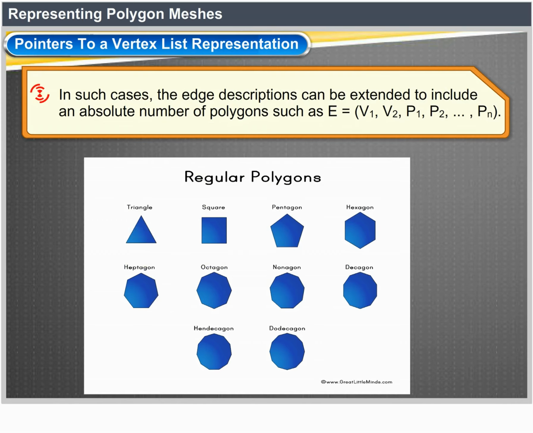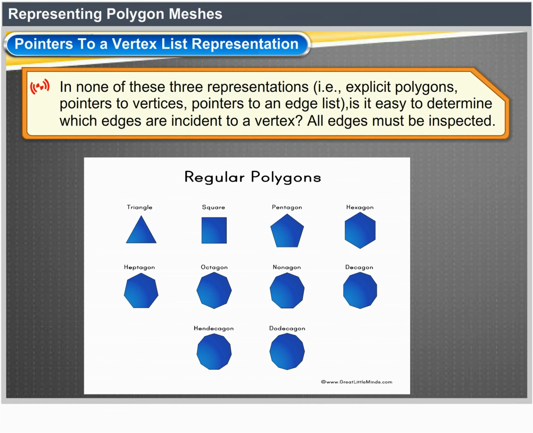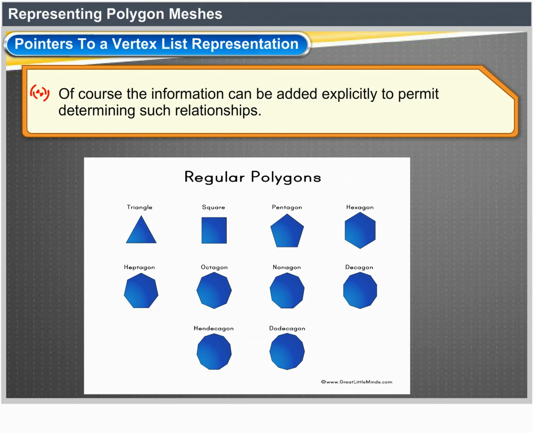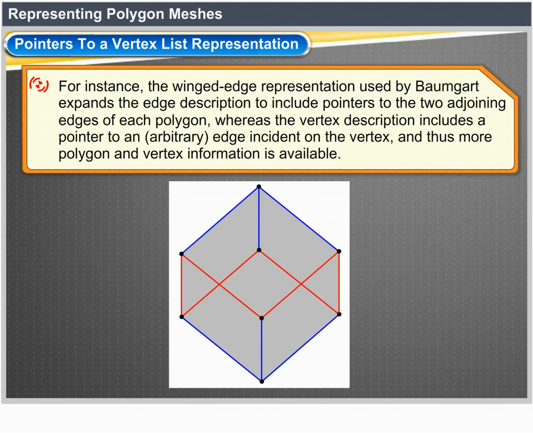In none of these three representations, that is, explicit polygons, pointers to vertices, pointers to an edge list, is it easy to determine which edges are incident to a vertex. All edges must be inspected. Of course, information can be added explicitly to permit determining such relationships. For instance, the winged edge representation used by Baumgart expands the edge description to include pointers to the two adjoining edges of each polygon, whereas the vertex description includes a pointer to an arbitrary edge incident on the vertex, and thus more polygon and vertex information is available.